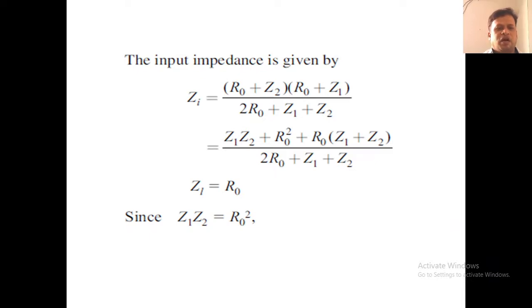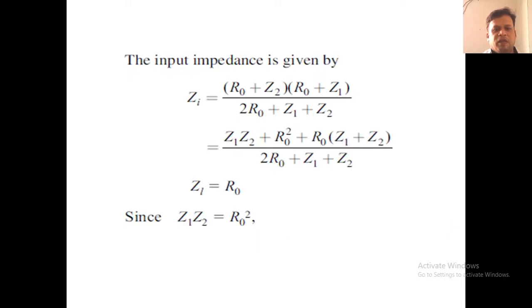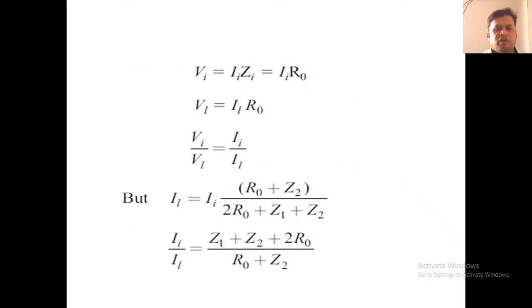Now, we should see that ZL is equal to R0. Here ZL is equal to R0, that is given already. So, in the place of this one, we write Z1 Z2 is equal to R0 square. Since Z1 Z2 is equal to R0 square, we write R0 square plus R0 square there, and after simplification what we get here is Zi is equal to R0.